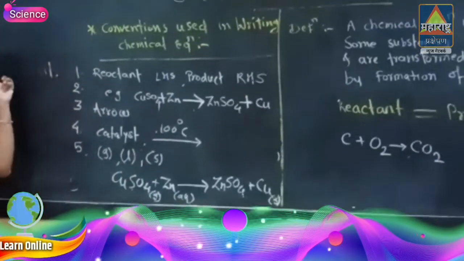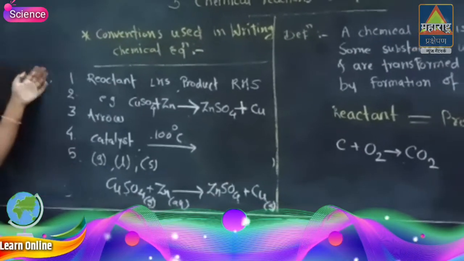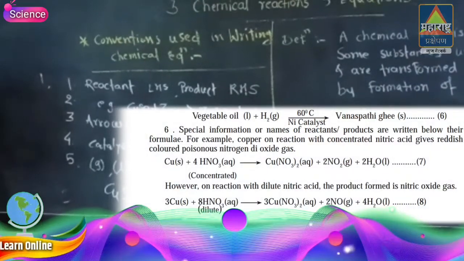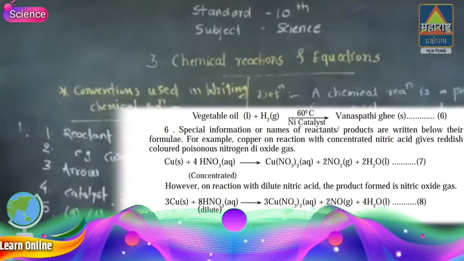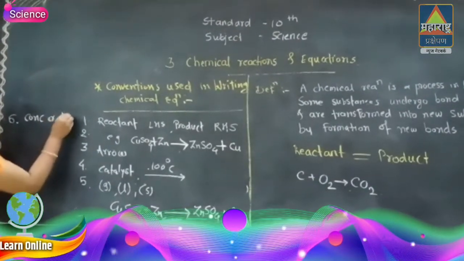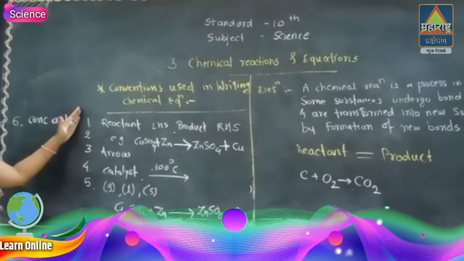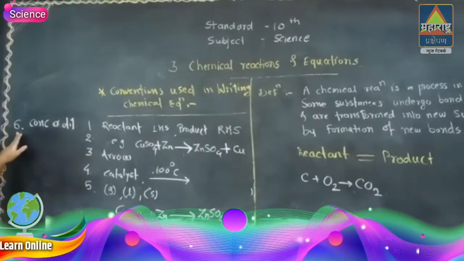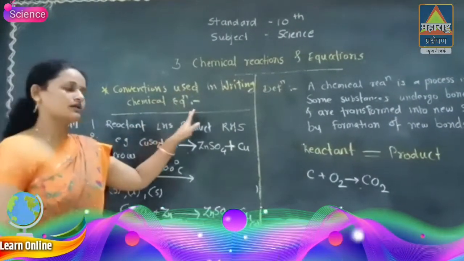Our sixth convention is that some special information is involved in chemical equations, like concentrated or dilute solutions taking part in the chemical reaction. So we can write it as concentrated or dilute. Remember that these six conventions are very useful to write a chemical equation.